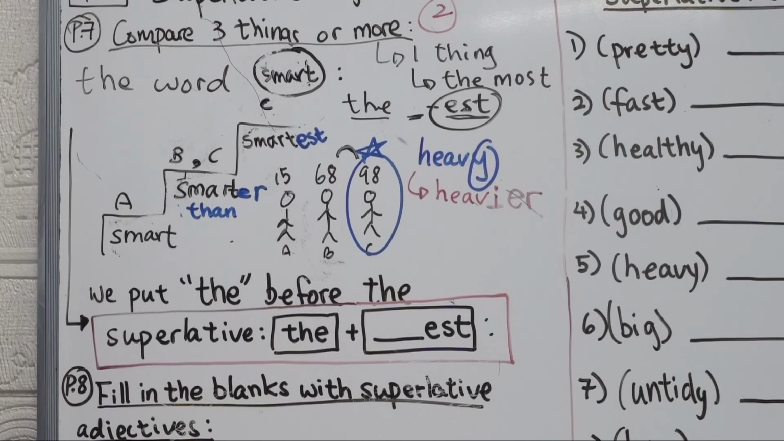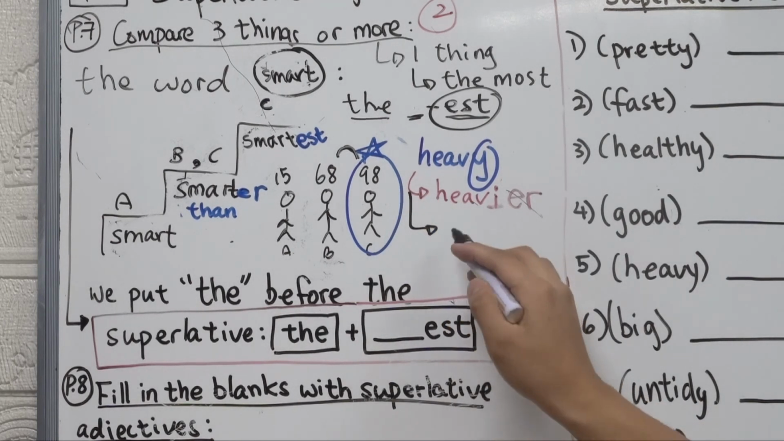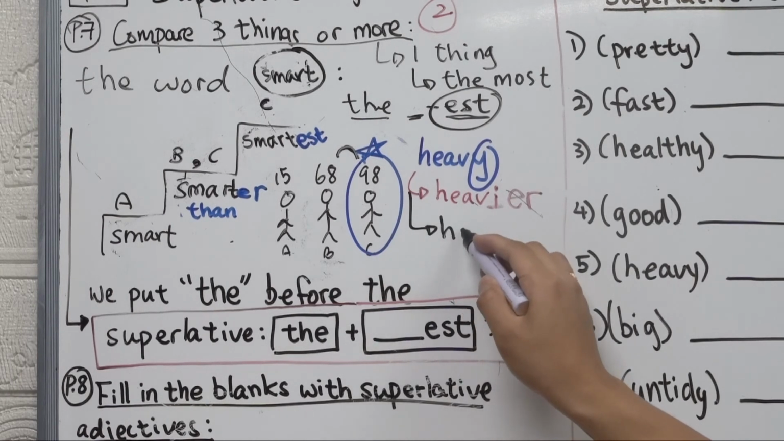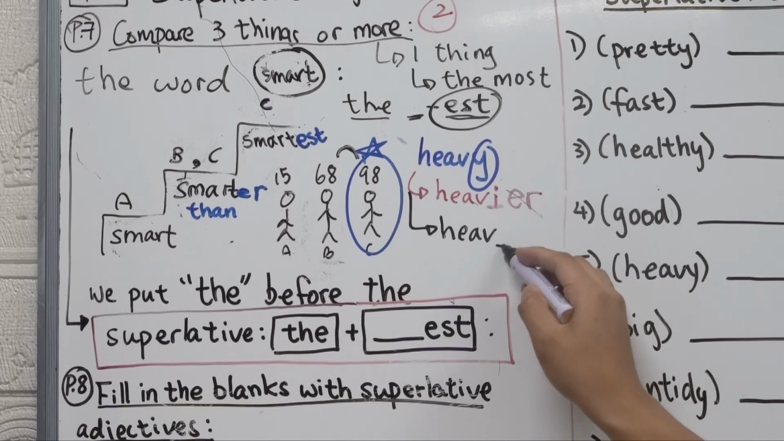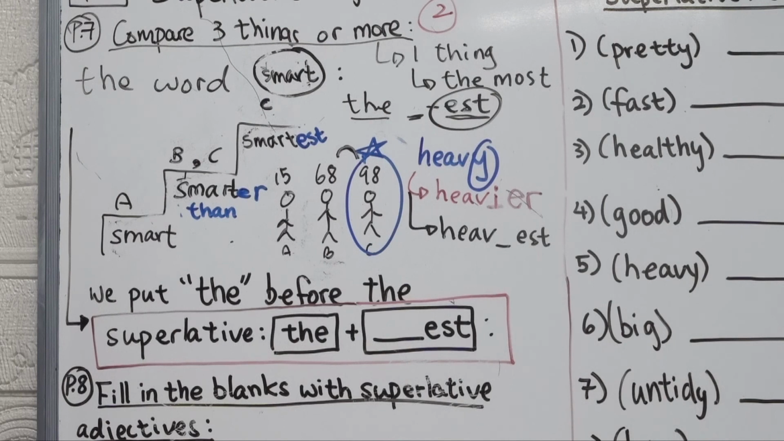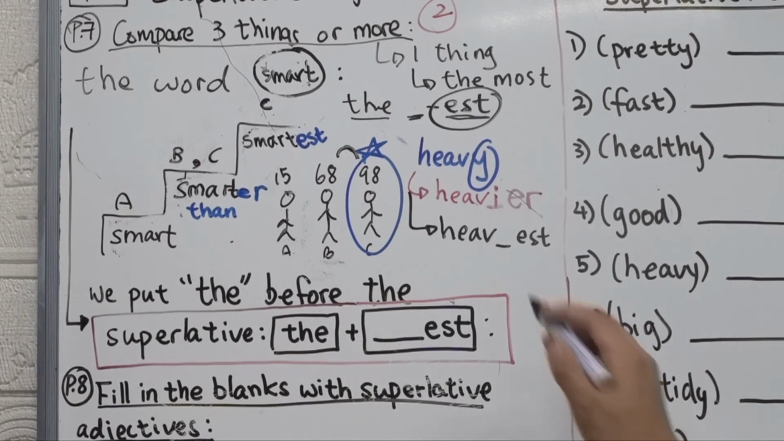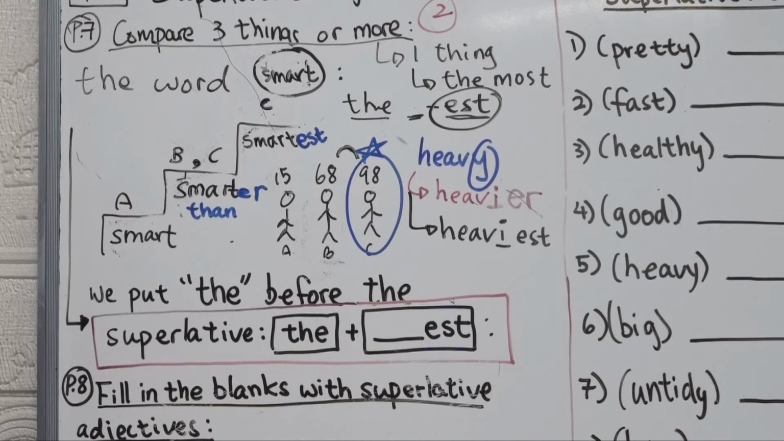So what about the superlative then? If we're doing superlative, we will keep the first part, H-E-A-V. And then E-S-T. So what should I put there in between? Should it be a Y or an I? Alright, it should also be an I. Heaviest. Okay? Heaviest.